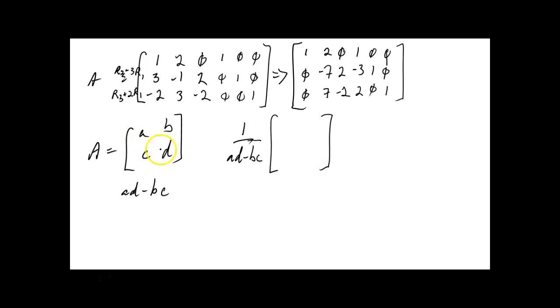First thing, swap the values on the main diagonal. Make that a D up here and an A down here. And then negate the other two values, minus B, minus C. Now, that's A inverse. And frankly, that's easier than doing Gauss-Jordan elimination. Now, on a 2 by 2, it's easy to do Gauss-Jordan elimination, but this is so much easier.